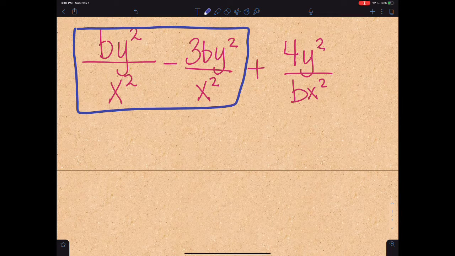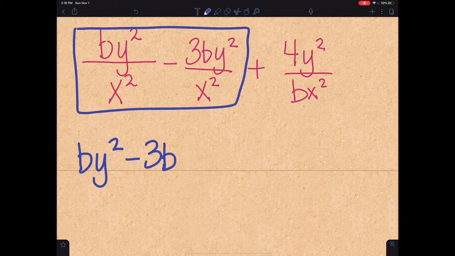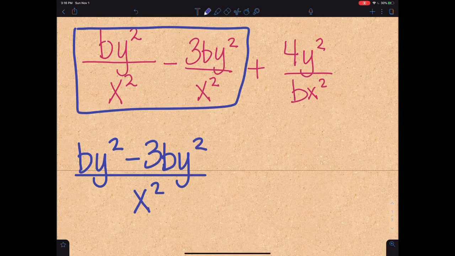And if we only deal with that part of it, what we have on the top is by squared minus 3by squared. And then on the bottom, because those are like terms, you can just have one of those x squared. Okay, does that make sense?